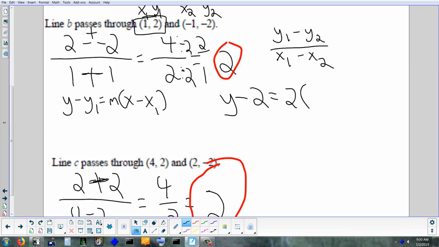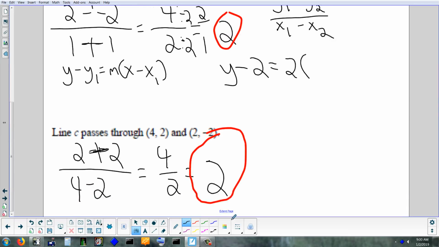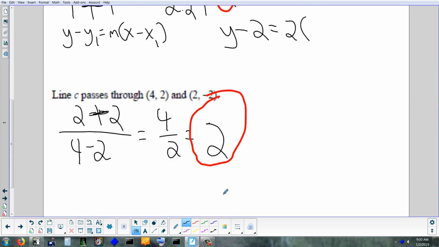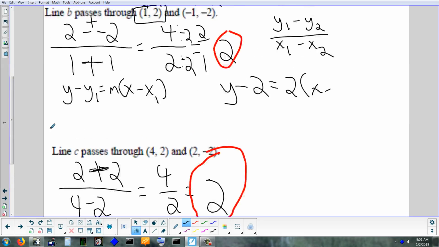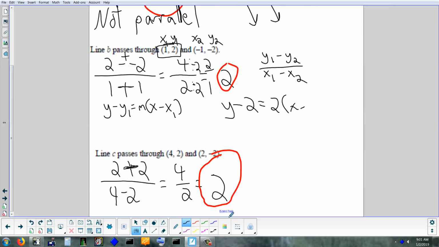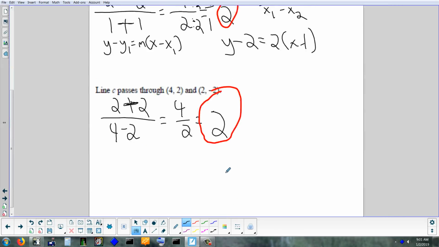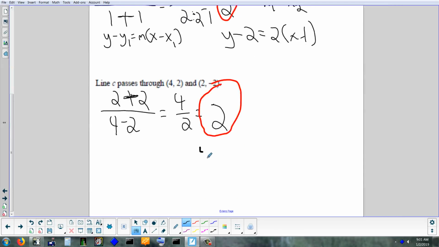Parenthesis. How about x? Do I plug a number in for x? You do x minus 1, right? I'm going to leave x, then minus. And then my x1 from the formula is going to be 1. But again, that tells me nothing about the y-intercept. That's in point slope. I have to get it in slope-intercept.